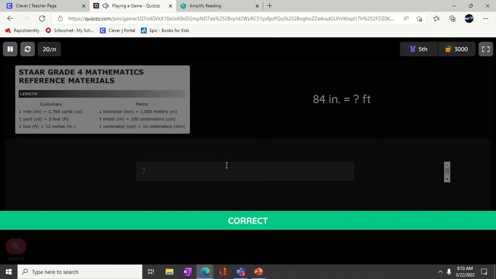Okay, so 12 cannot go into 8. 12 goes into 84 how many times? 7. 7 times 12 is what? 84. I technically got it right. I put the 0 in front of the 7.